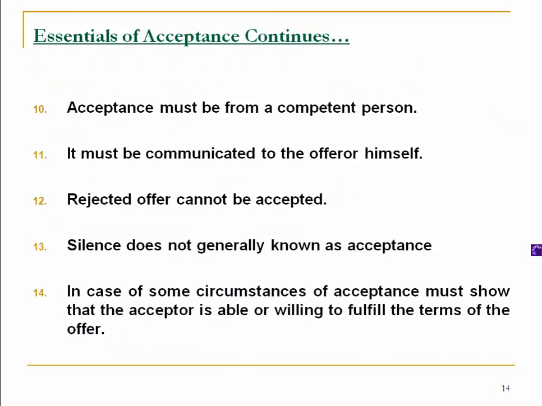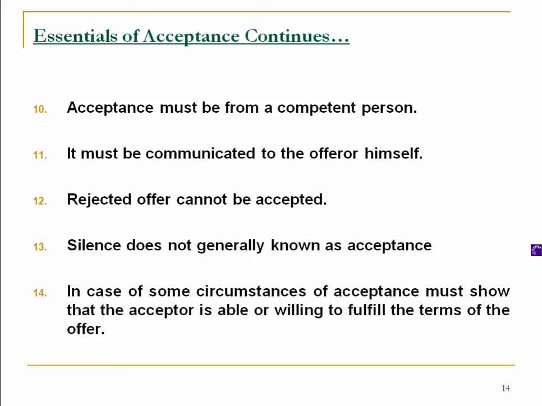Few more points. Acceptance must be from a competent person. It should not be from an incompetent person. There are some criteria you essentially require to understand the competency. A person should be a major, more than 18 years of age. He should not be disqualified by any other law. He should always be of sound mind. If he is incompetent, the law assumes that he is not able to understand the conditions of a proposal. So you always require an acceptance from a competent party. It must be communicated to the offerer himself.